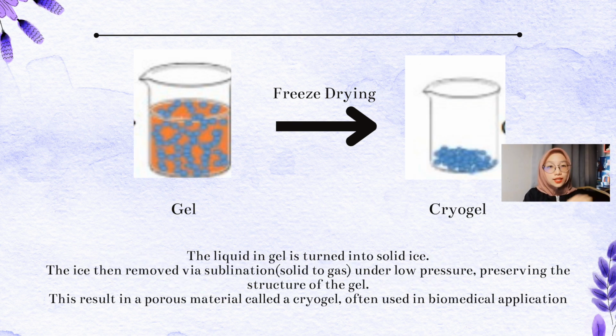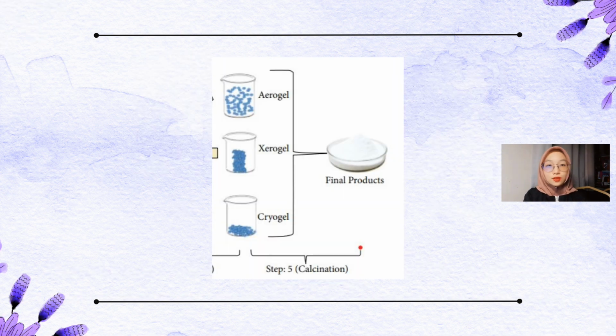Lastly, turning the gel into cryogel using freeze drying. The liquid in the gel is turned into solid ice. Then the ice is removed by sublimation, which is solid to gas under low pressure, preserving the structure of the gel. The result is a porous material called cryogel. This technique is often used in biomedical applications. After the xerogel, aerogel, and cryogel, using the calcination step, it will produce our final products.